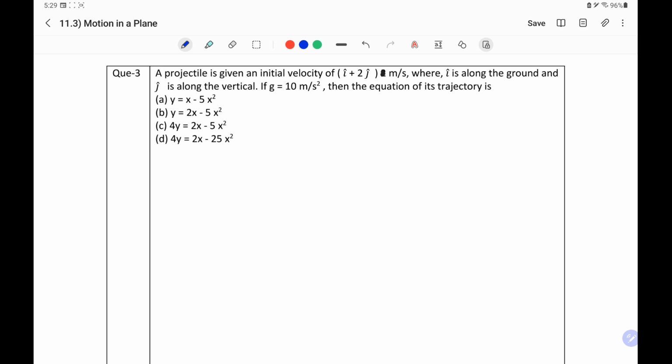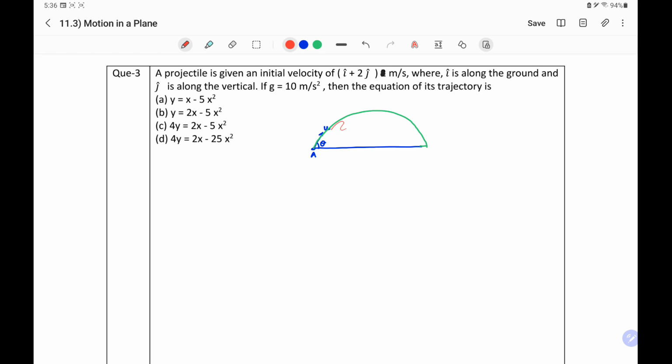Third question: a projectile is given an initial velocity of i plus 2j meter per second, where i is along the ground and j is along the vertical. If g equal to 10 meter per second square, then the equation of its trajectory is? Suppose on the ground from a point a projectile is projected with velocity u at an angle of theta with the horizontal. So this projectile takes a parabolic path.